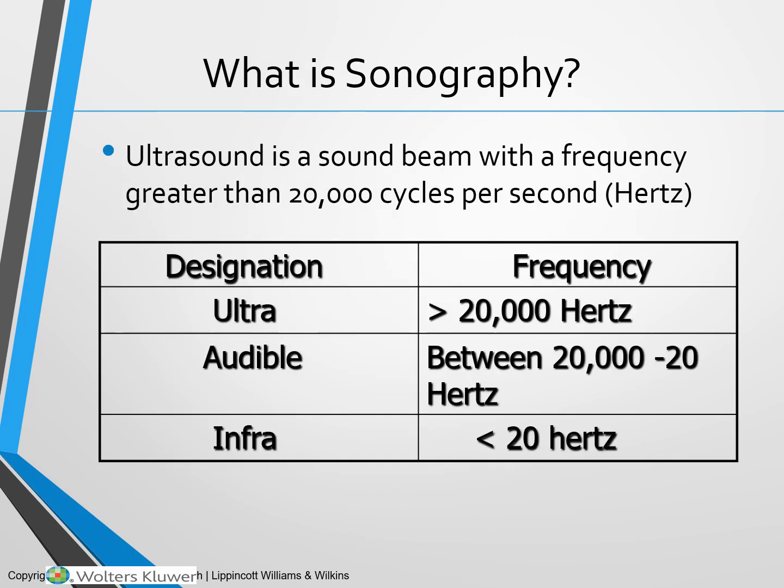Ultrasound is a sound beam with a frequency greater than 20,000 cycles per second, or hertz. Hertz is the measurement of frequency. So for ultrasound, as you can see in the chart here, in order to be considered that, we are at greater than 20,000 hertz. But for diagnostic ultrasound, we are up in the megahertz typically. So it's a very, very high frequency ultrasound.